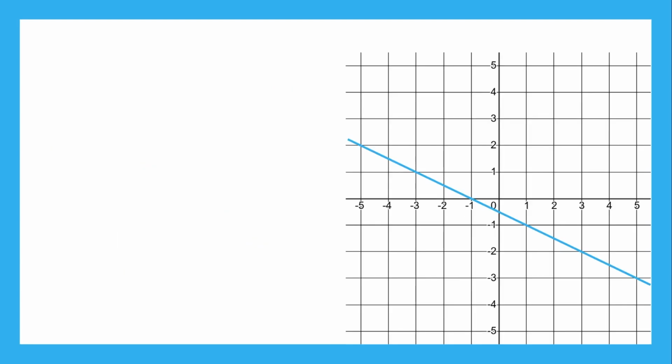See if you can answer this before I do. What's the output for an input of 3? For an input of 3, the output is -2. What about for an input of -1? Input -1, output 0. What if 0 is the input? This one's a little harder to figure out, but it's halfway between 0 and -1, so it'll be -0.5.